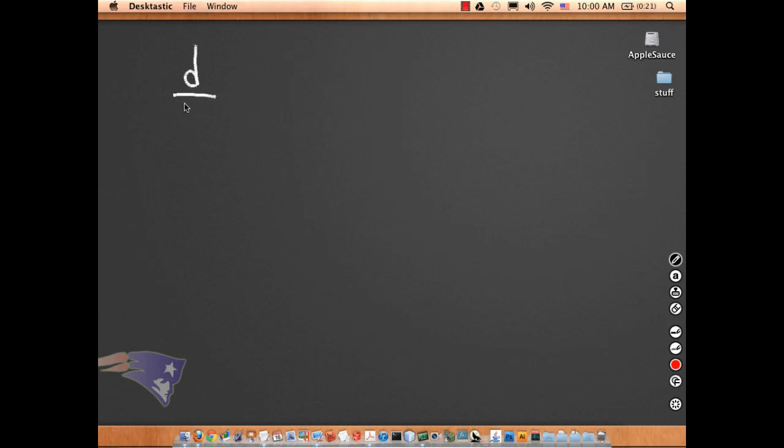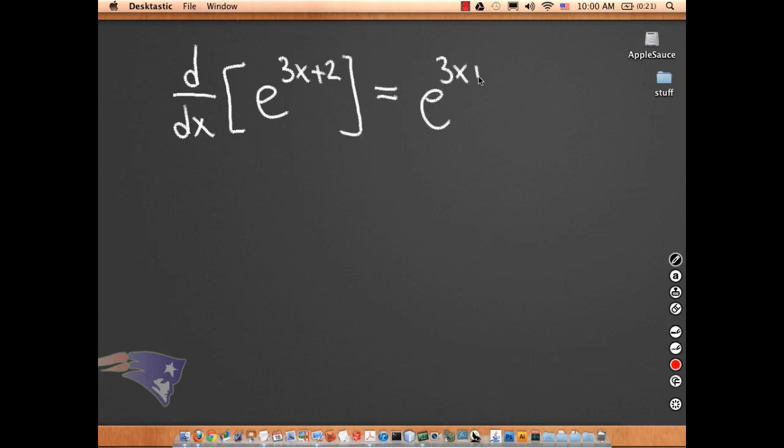So what is the derivative of e to the 3x plus 2? Well, e to the 3x plus 2, do I have to write natural log e? No. So what's the derivative of 3x plus 2? 3. So I'll put the 3 there.